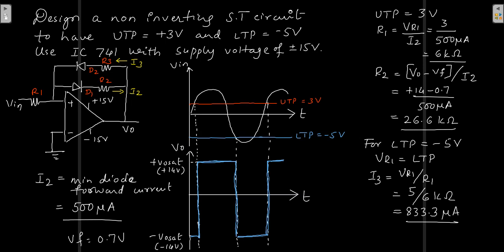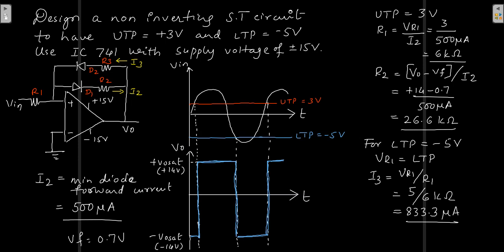So see here now, I2 is different and I3 is different. Obviously they are supposed to be different, right? And now this I3 is definitely more than 500 microampere. So that caters to the requirement of your diode also, right? So that part is already taken care of. Otherwise you would have to look into that particular issue also. Suppose your I3 comes out less than 500 microampere, then you probably have to assume the value of I3 also. That time it may not be possible to meet the requirement of LTP equal to minus 5, right? Anyway, in this problem we are not getting that particular issue.